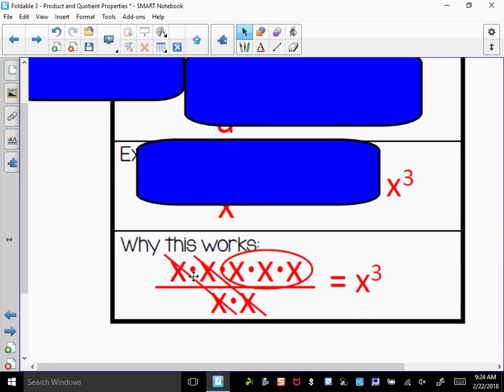So I have x times x times x times x times x because I have 5 at the top. And then I can cross out pairs of x's, because an x divided by an x equals 1 whole. So when you cross out pairs, you're still left with x to the 3rd at the top. So that's why, again, this actually works, and then you just have to remember to subtract.